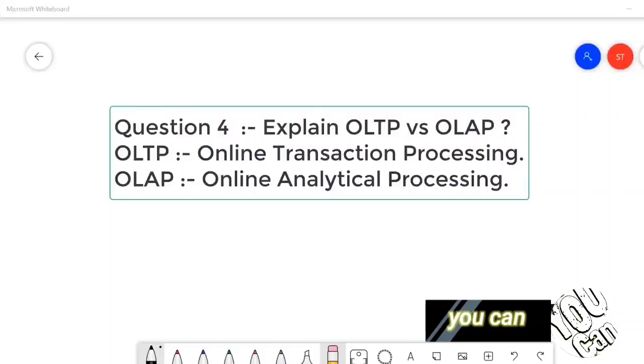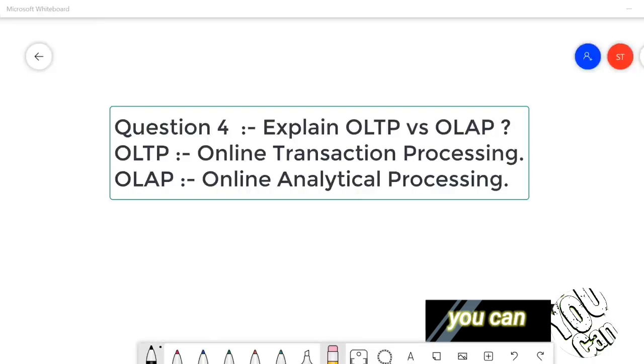Explain OLTP and OLAP. Explain the difference between OLTP versus OLAP. First, let me talk about the full forms. OLTP stands for Online Transaction Processing and OLAP stands for Online Analytical Processing.